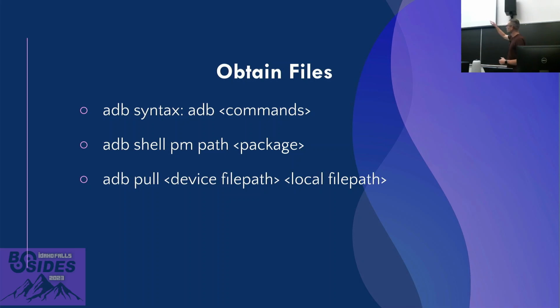So the second bullet point, ADB shell, PM, path. PM stands for package manager. Shell says run this as a shell command on the Android device, your phone or tablet. PM invokes the package manager that's in charge of installing and managing your applications. Path tells the package manager we want the APK file path for this particular package. So then you paste your package identifier, you run that command, and then third command, once we have the file path from the second command, we use ADB pull, which downloads files from your device and puts them on your local computer.